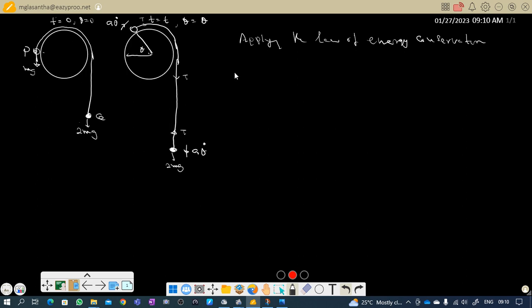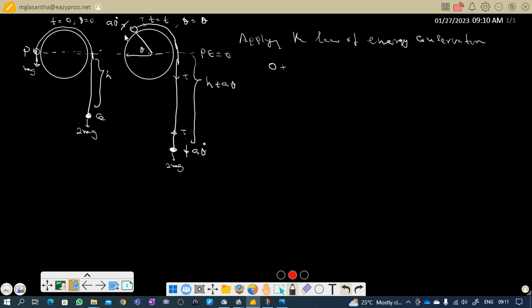The particle P has no velocity. So you can take the potential energy 0 level as this level. If this is the potential energy 0 level, then the potential energy of particle P is 0. The potential energy of particle Q: you can take this distance simply as h. So what is this distance now? This distance is h plus a theta.